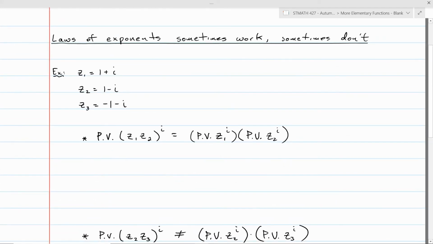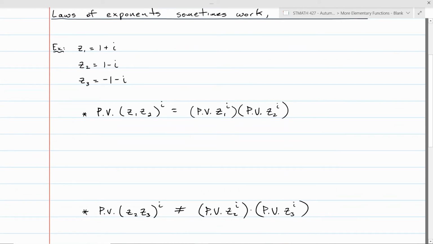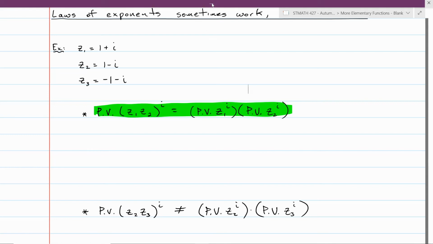So this isn't surprising, but just as an example to drive the point home, here we have 3 chosen complex numbers. Z1 is 1 plus i, Z2 is 1 minus i, and Z3 is negative 1 minus i. So it turns out that if you do Z1 times Z2 to the i, and then you take the principal value of it, that would be equal to distributing the i exponent over those 2 terms, as long as you're choosing principal values. So it turns out that this little equation is true. And you can verify it just by computing each side, right?